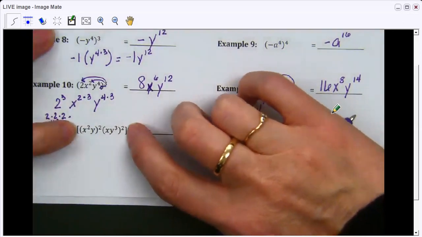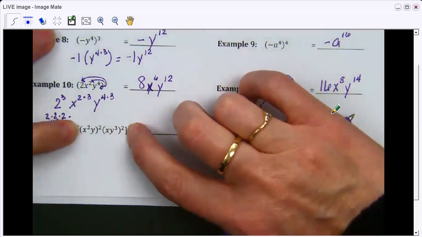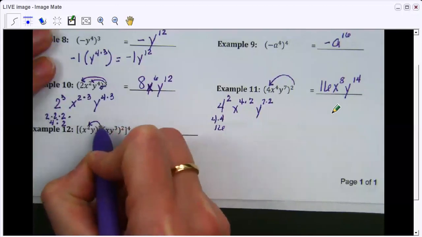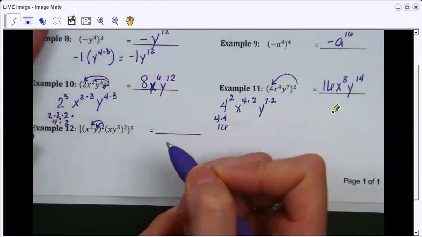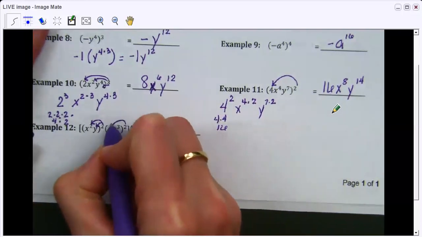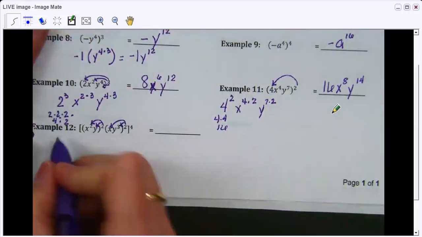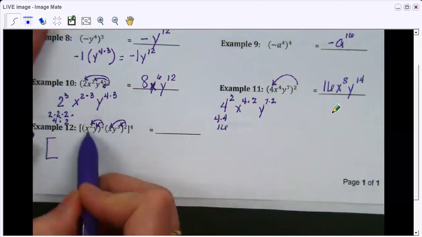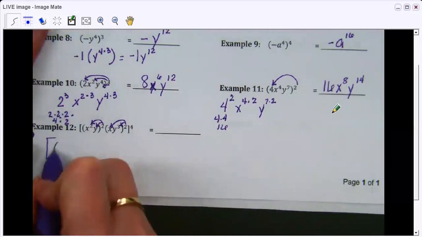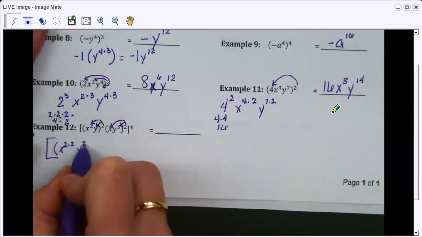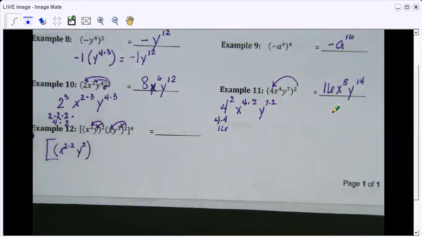Okay, but on the inside, we have exponents that need to be applied to each term within their individual parentheses. So this 2 needs to be applied to this x squared, and the 2 needs to be applied to the y. Then this 2 needs to be applied to the x and then to the y cubed. So I'm going to pull all of this down and rewrite it. In the bracket I have x to the power of 2 times 2, and then y to the power of 2, because I distributed this exponent of 2 to both of those terms.